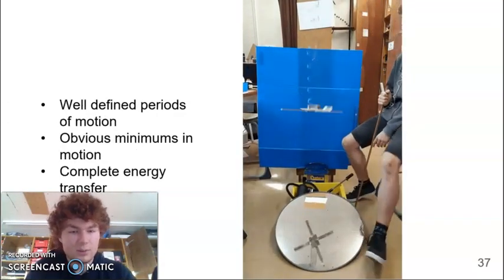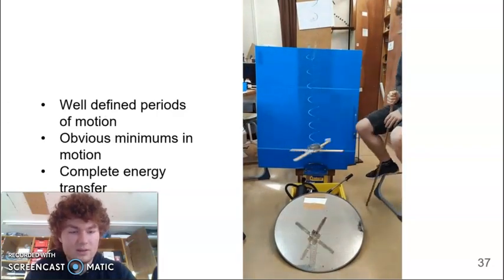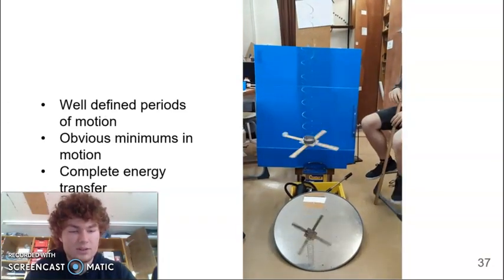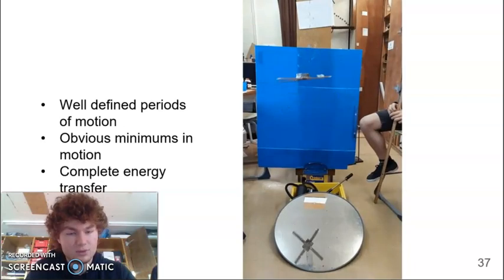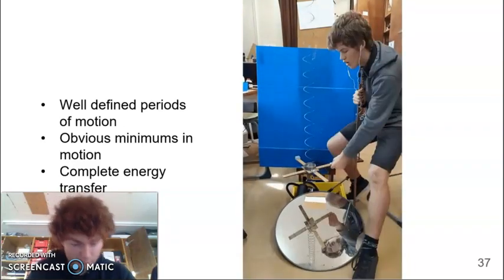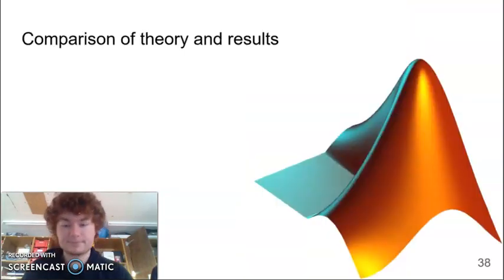Here is an example of a well-tuned Wilberforce pendulum. Here there are very well-defined periods of motion, demonstrated by the fact that there are moments where the motion is purely vertical and other moments where the motion is purely rotational.